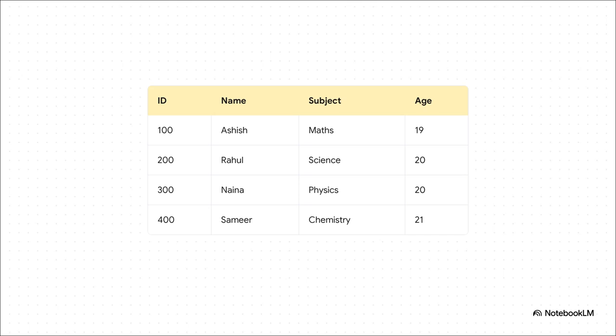All right, let's look at a quick, practical example. Here's our source table, a simple list of students with their ID, name, subject, and age.